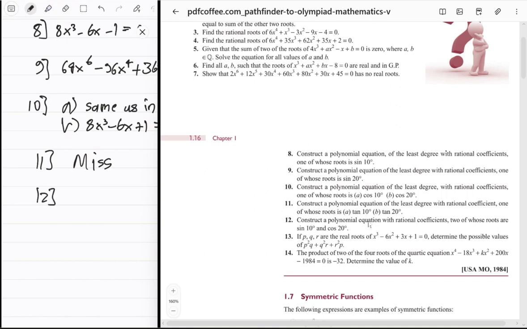12th. Okay, should this skip? I don't know. Because I didn't actually miss it. It wasn't that I tried and then I couldn't do it. It's that I'm not doing it.